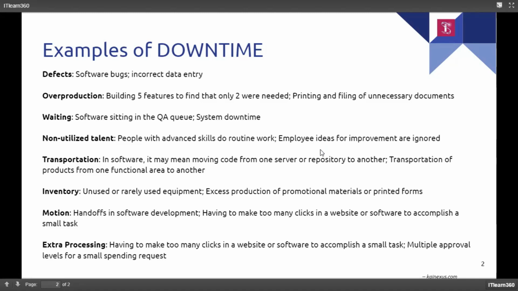One more is waiting. This is software sitting in the QA queue or system downtime. As the team works collaboratively in agile, it helps eliminate the waiting time for team members. For example, in other models, development is on while QA is sitting in a queue, or software testing is waiting in the queue. That's the reason agile helps eliminate downtime caused by waiting. Another example is non-utilized talent, where people with advanced skills do routine work, and employees' ideas for improvement are ignored.